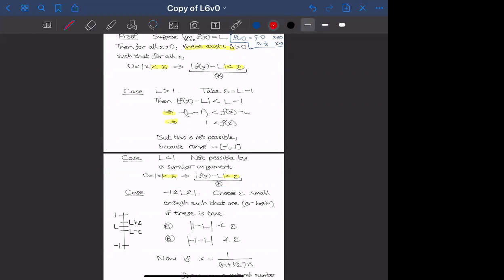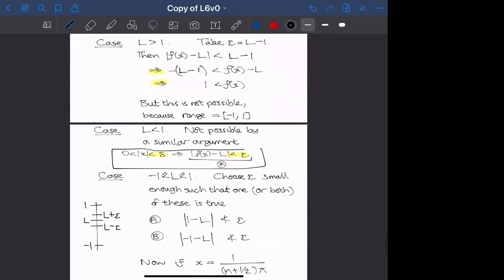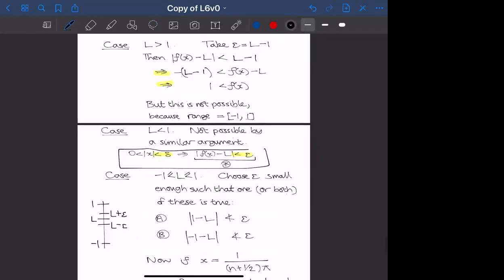Okay, so remember again that for all epsilon, there exists delta such that this implication that I put in a box is true. So how can we use this information?